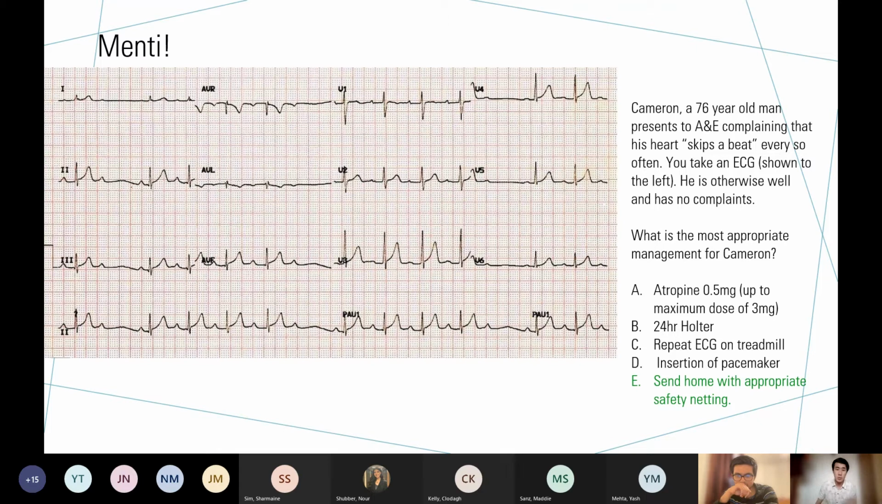Okay, so the reason why you wouldn't give atropine is because he's feeling fine, and you give atropine for a bradycardia, but he's not symptomatic. You wouldn't give a 24-hour Holter because you can see the pathology here already. Yeah, you can see why he's feeling like his heart skipped a beat. You don't need an extra day of recording. The repeat ECG on treadmill, you tend to only do it for coronary artery disease, it's a bit outdated now, so I think it's like second or third line now after CT coronary angiogram. Insertion of pacemaker, absolutely right if it's Mobitz 2, but it's not, it's Mobitz 1.